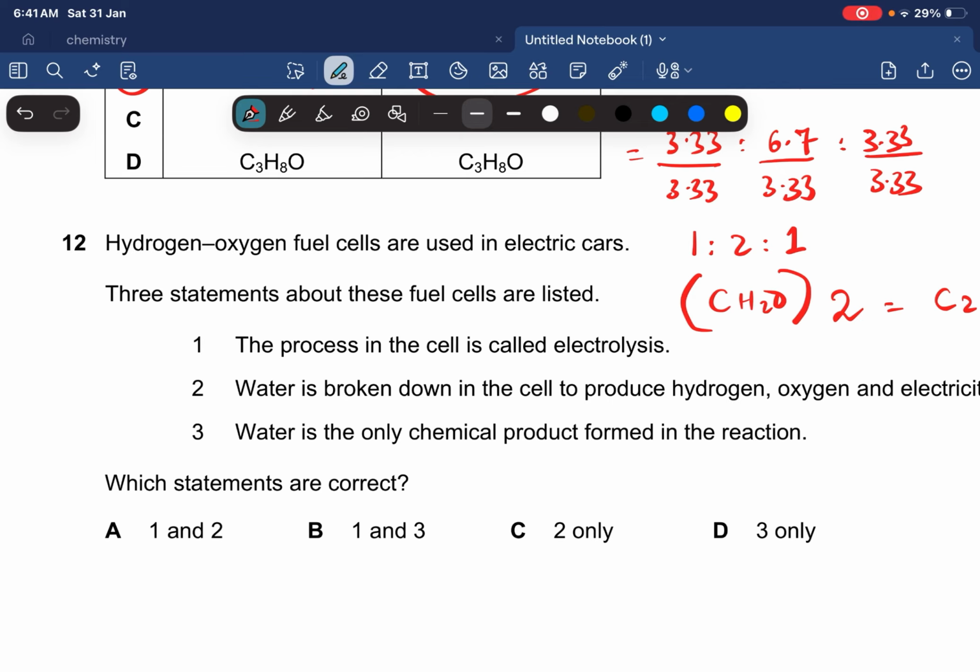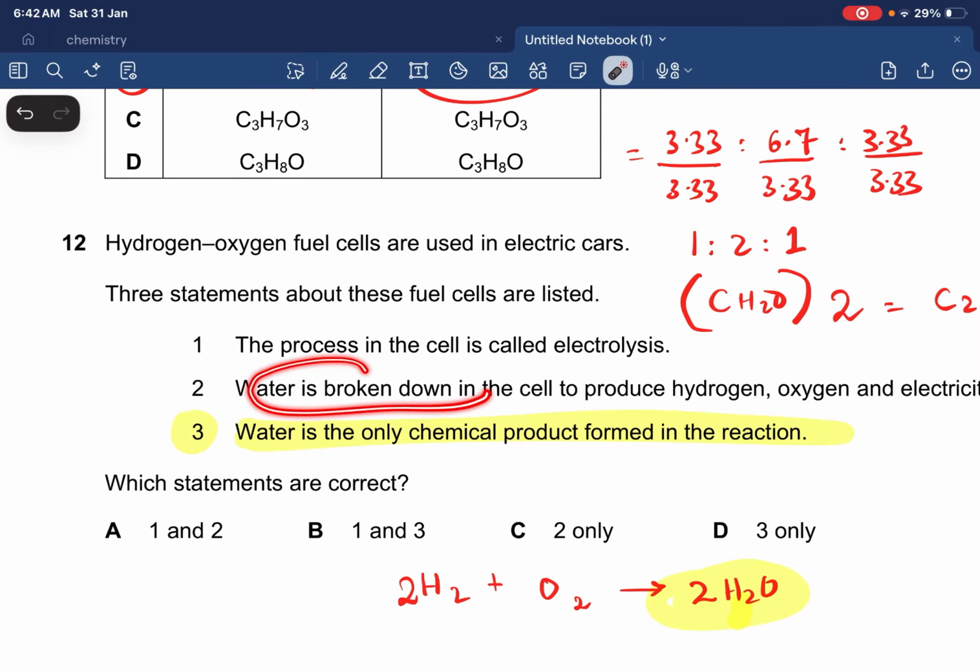So it's basically hydrogen reacting with oxygen to produce 2 moles of water. There's a 2 here. So the third statement, which says that the only chemical product is water, seems correct because water is the only chemical product in the reaction. So this is correct. Water is broken down? Water is not broken down, it's formed.